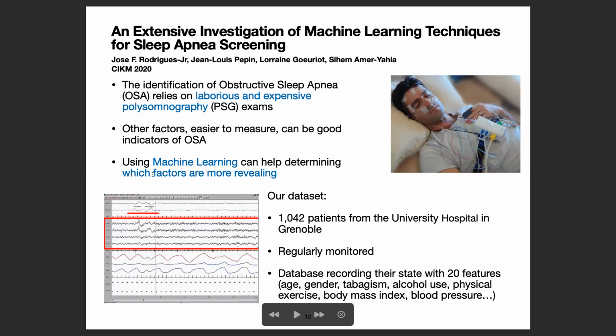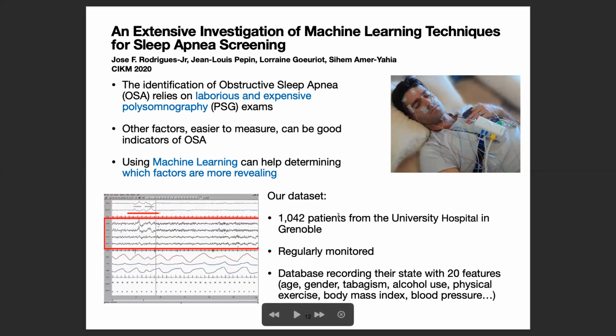Now, in the literature, we can see that other factors that are much easier to measure can also be good indicators of sleep apnea, and that using machine learning methods can help predicting which factors would be more revealing, and also predicting if the patient has sleep apnea or not.